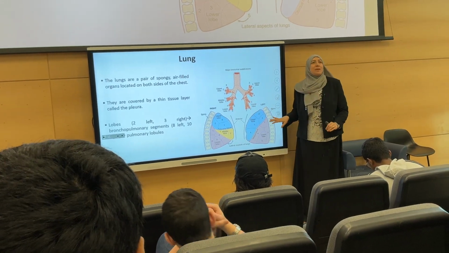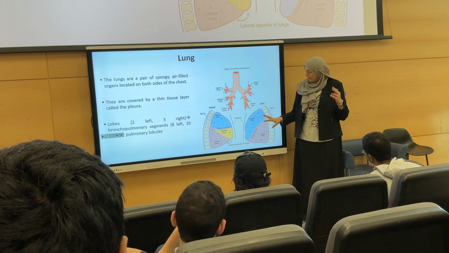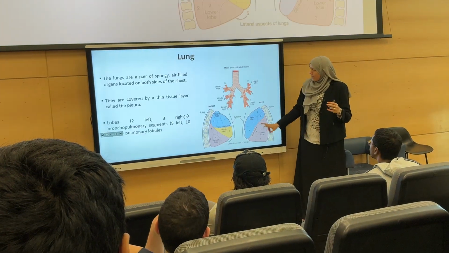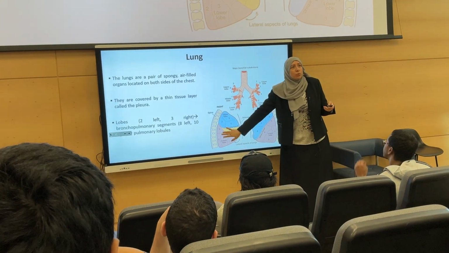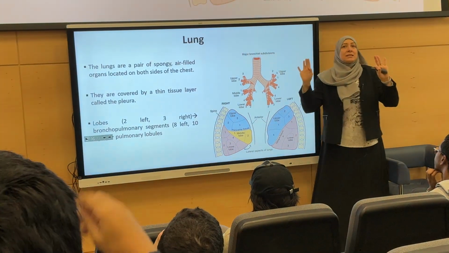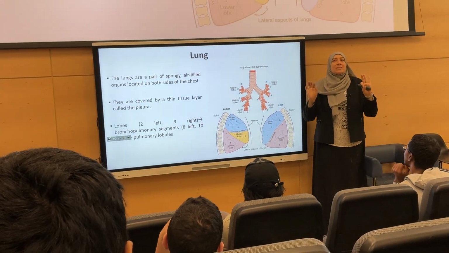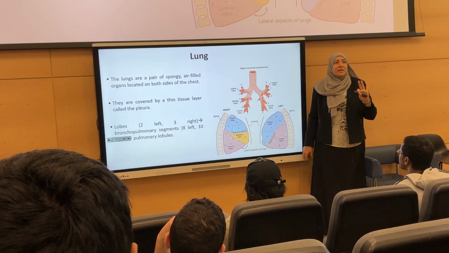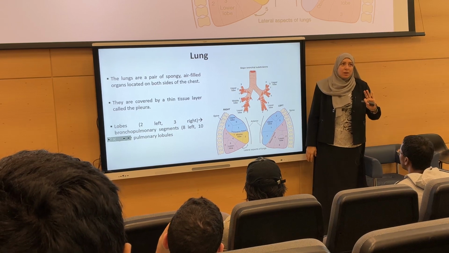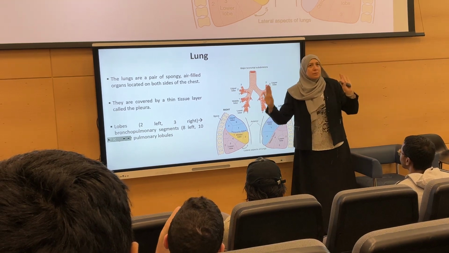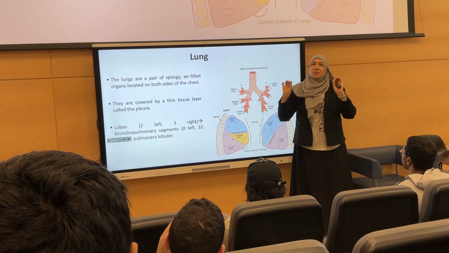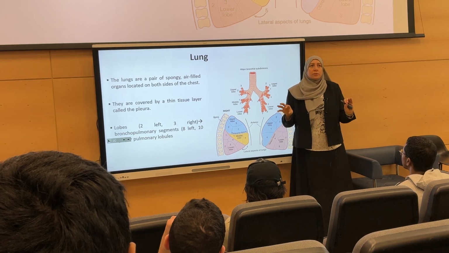On the left side, how many lobes do we have? 2. As you see, we have 2 lobes. Okay, and then in the right lung, how many lobes do we have? 3. We have 3. Then each lobe will divide into segments. Okay, in the left one, we have 8 segments. On the right one, we have 10 segments. Good? Then each segment will divide into lobules.